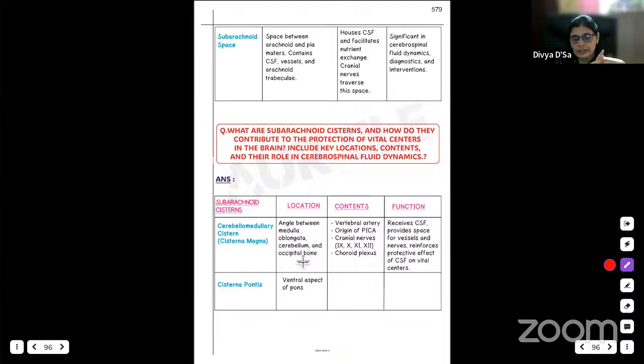In the cerebellomedullary cistern, we have the vertebral artery, the origin of the posterior inferior cerebellar artery, and the last four cranial nerves, because it is at the angle of the medulla oblongata, cerebellum, and occipital bone. So it receives CSF, provides space for the vessels and nerves, and reinforces protection of the vital centers. Then there is cisterna pontis. In relation to the pons, on the ventral aspect, there is one more wider space. This cisterna magna is important.